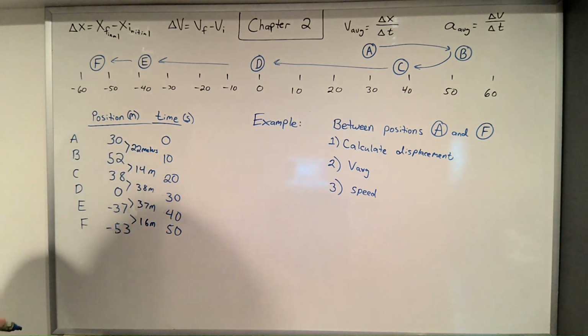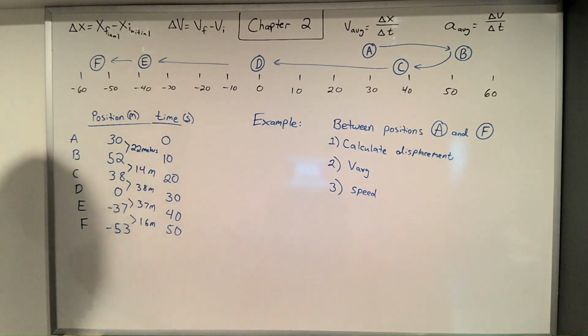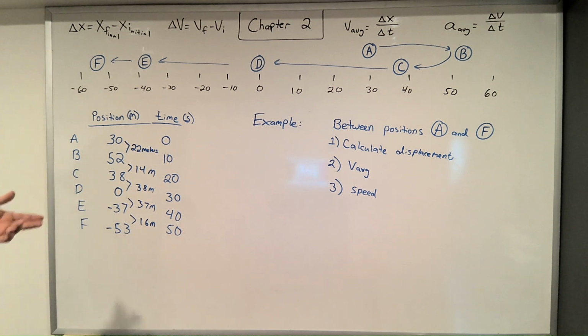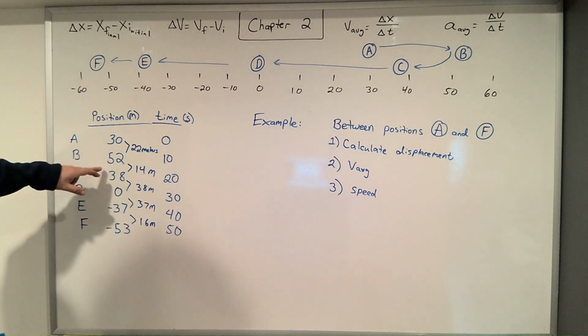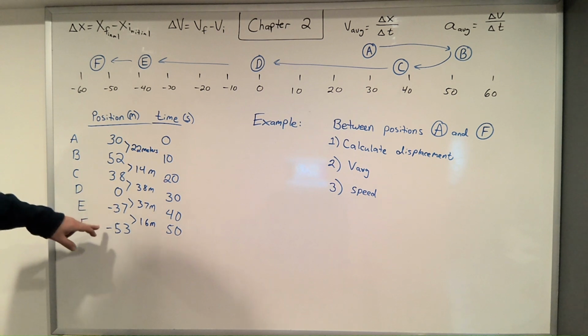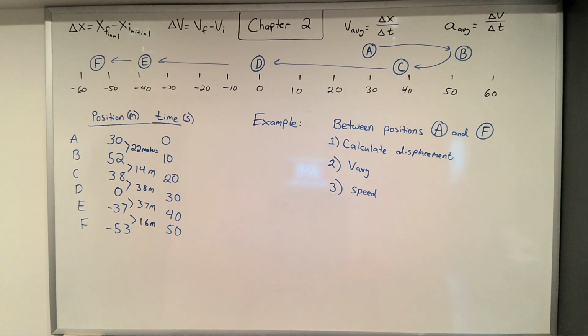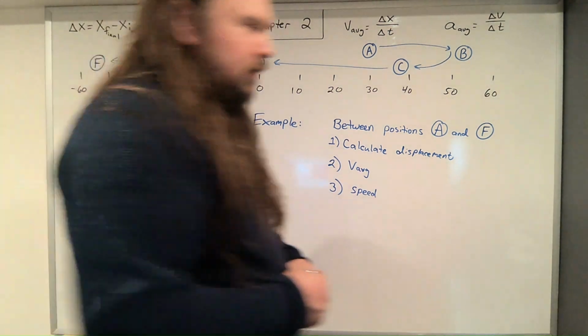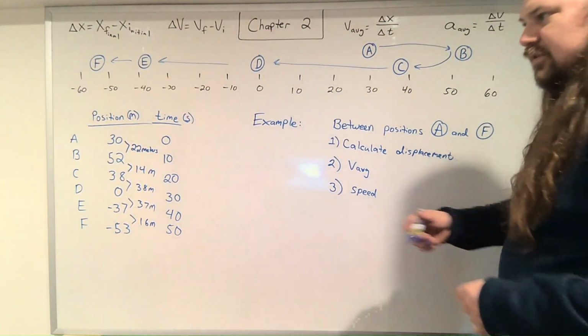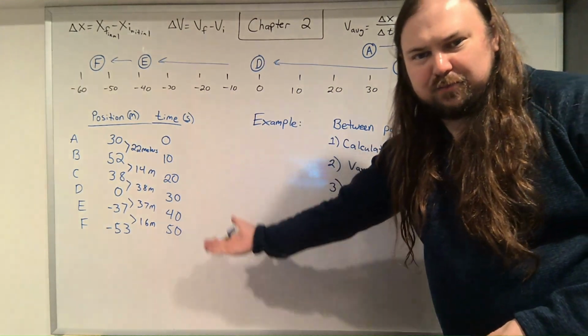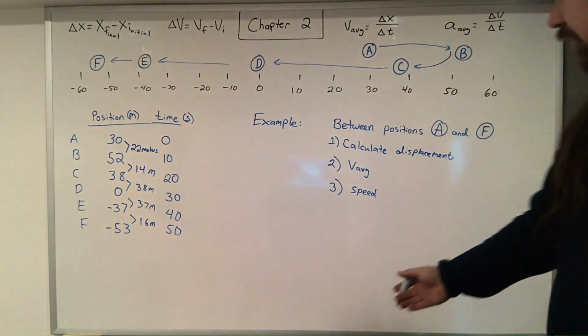So this would be like the odometer on the car. How far did you travel? How many meters did you go? You went 22, you went 14, you went 38, you went 37, and you went 16. If we take and we add all of those numbers up, what do we get? Okay, we get the total displacement. So calculate the total displacement. You simply just add up the total distance that was traveled.